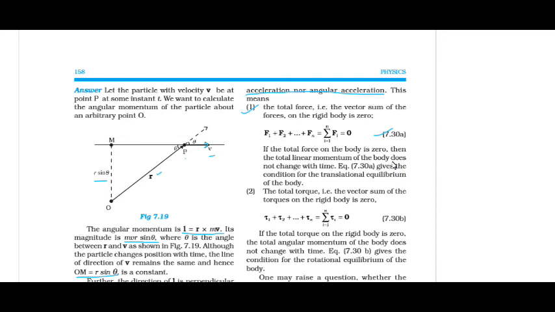Second, the total torque, that is the vector sum of the torques on a rigid body, is 0. That is tau1 plus tau2 plus dot dot dot taun, which equals sigma i equals 1 till n tau i equals 0. If the total torque on a rigid body is 0, the total angular momentum of the body does not change with time. Equation 7.30b gives the condition for rotational equilibrium of the body.